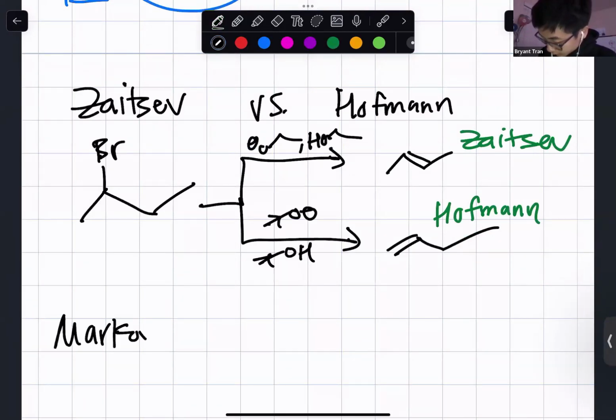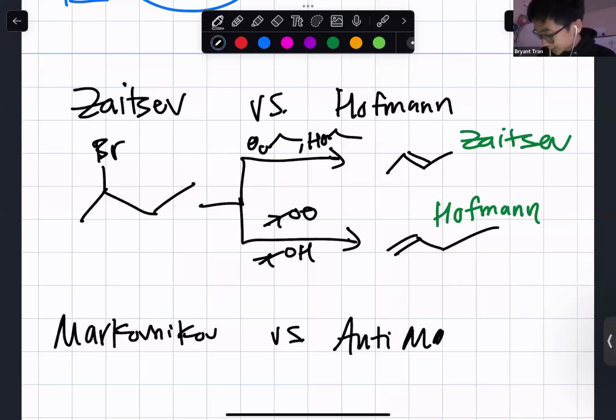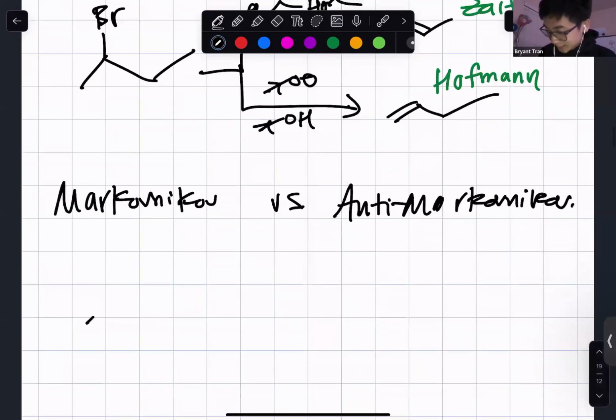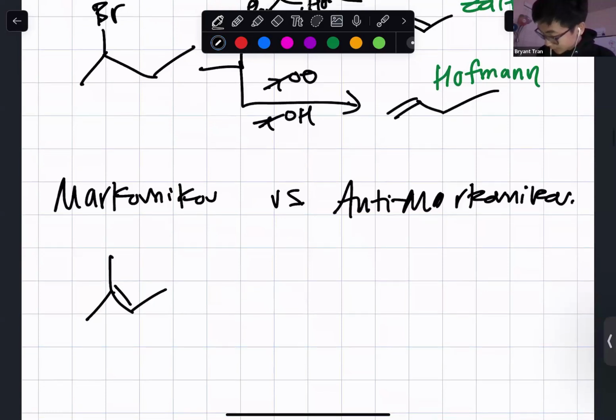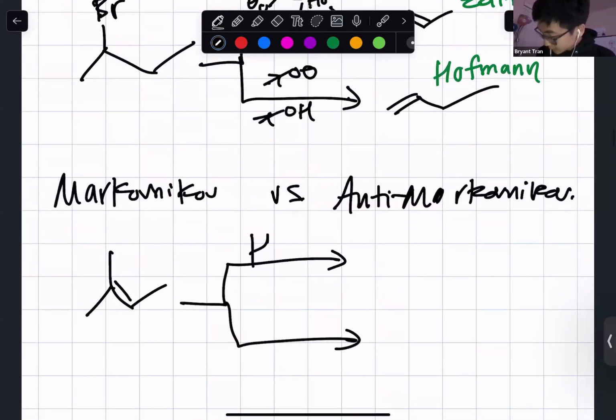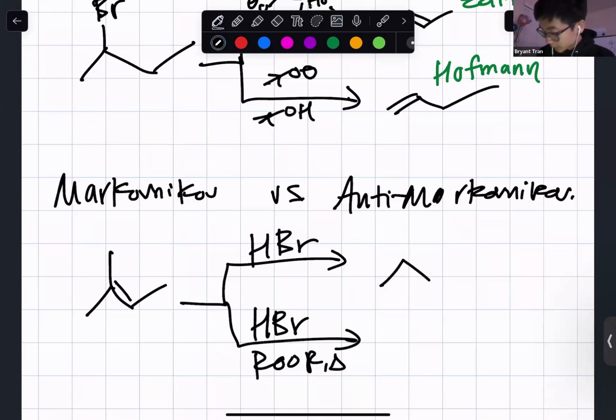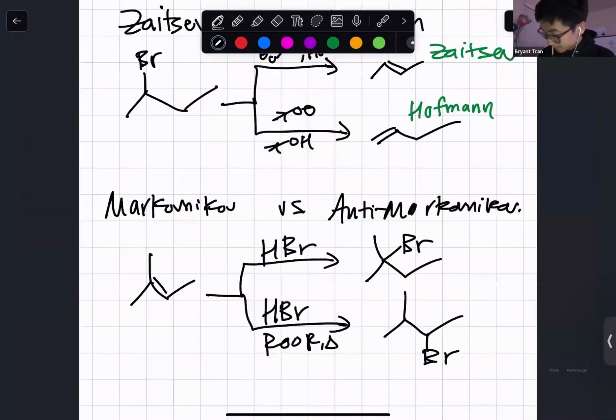For Markovnikov versus anti-Markovnikov, there's a lot of reactions that go with this, right? So an example would be like, let's say we have this alkene reacting with HBr. Let me separate it like this. HBr versus HBr with ROOR and heat. The HBr one would go through the Markovnikov, which adds bromine to the more substituted carbon. Whereas the HBr with ROOR adds bromine to the less substituted carbon.